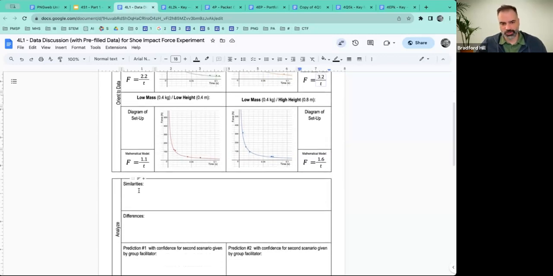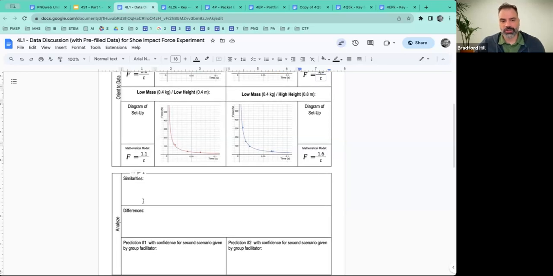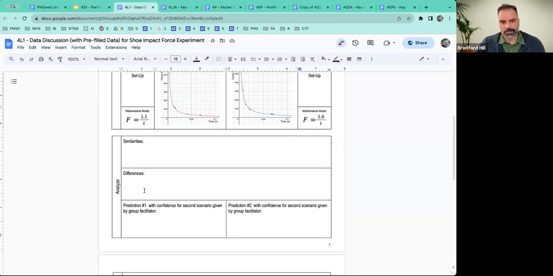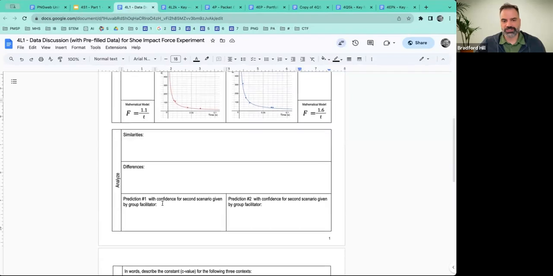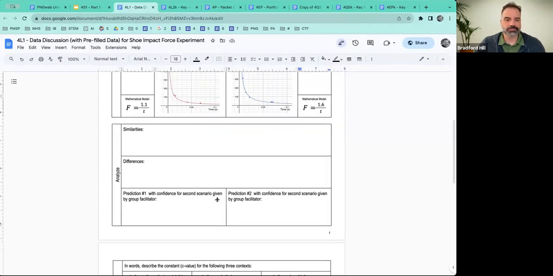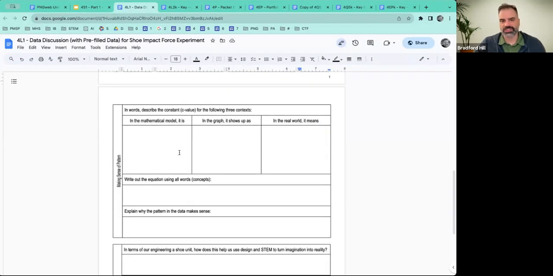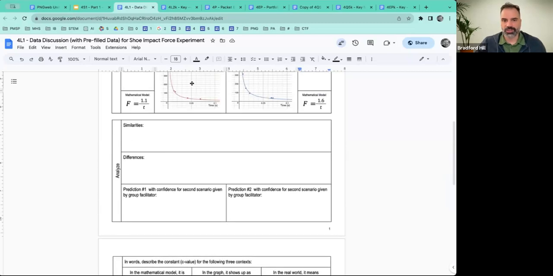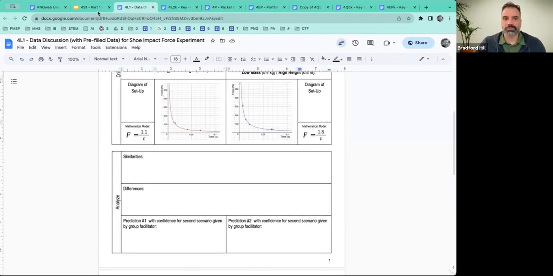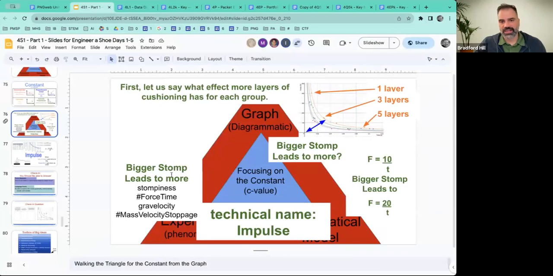And then they go through with the similarities and differences. And this is the 5th or 6th or 7th lab, so they're getting pretty good, hopefully, with the similarities, differences, and predictions here. And then, of course, walk the triangle. What does that mean in terms of each part of the triangle? And I will go back to that slide.